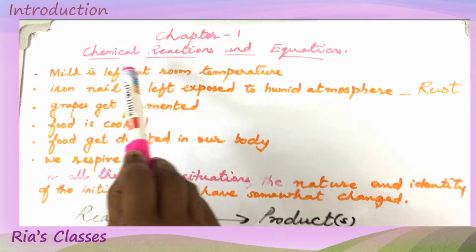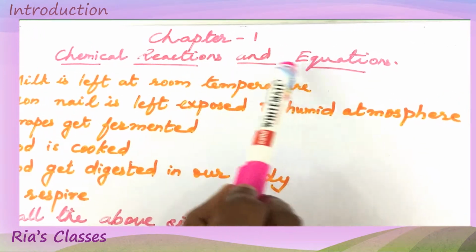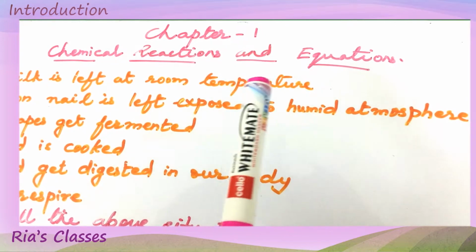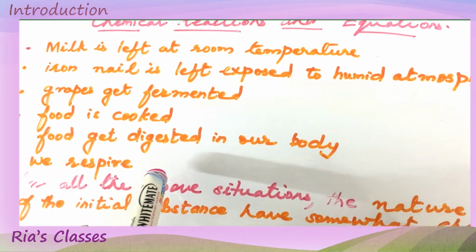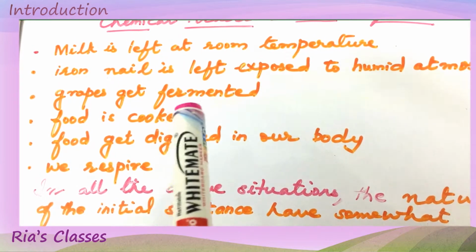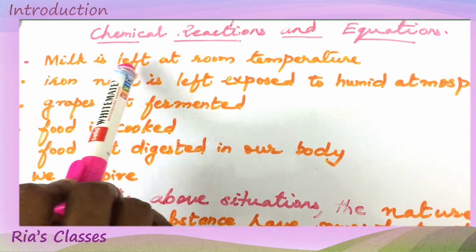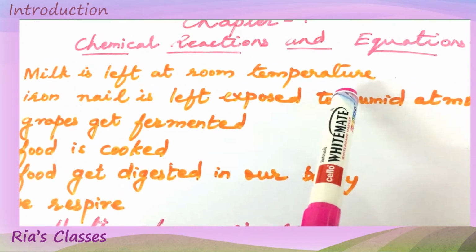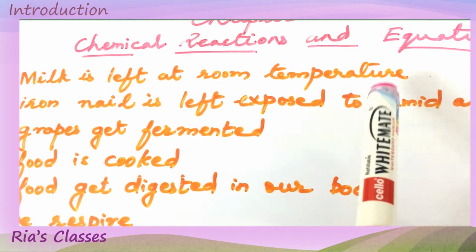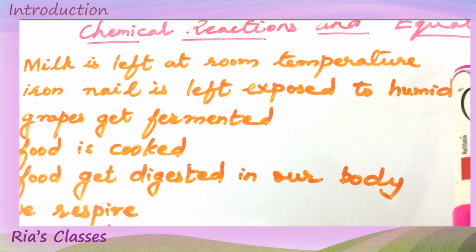Hello students, today we are going to study about chemical reactions and equations. Let us consider the following situations of our daily life and think about what happens. The first is what happens to milk when you keep it outside for some time at room temperature. All of us know that, especially during the summer months, the milk gets spoiled. So some changes take place.